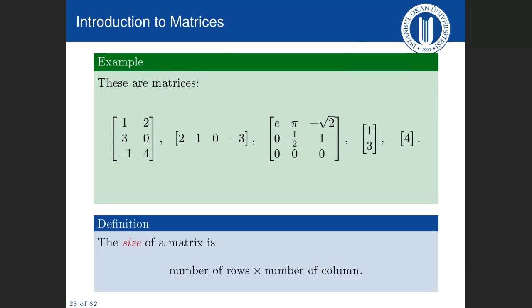The size of a matrix is number of rows by number of columns. So, for example, look at the first matrix in the example. That matrix has 3 rows and 2 columns, so that's a 3 by 2 matrix. The next matrix has 1 row and 4 columns. That's a 1 by 4 matrix. Then I have a 3 by 3 matrix, a 2 by 1 matrix, and then finally I have a 1 by 1 matrix.